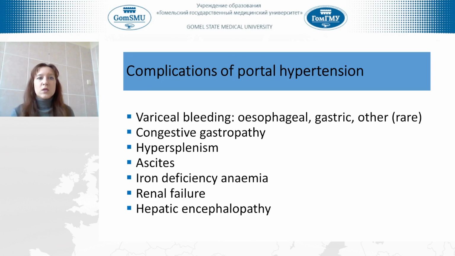Complications of portal hypertension: peripheral bleeding, esophageal, gastric varices, congestive gastropathy, hypersplenism, ascites, iron deficiency anemia, renal failure, hepatic encephalopathy.